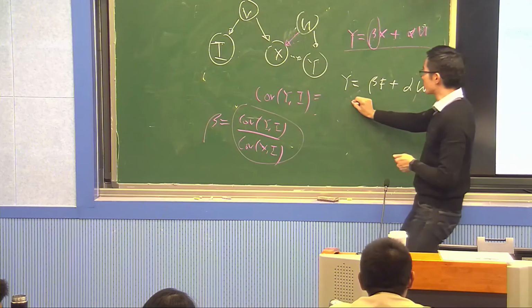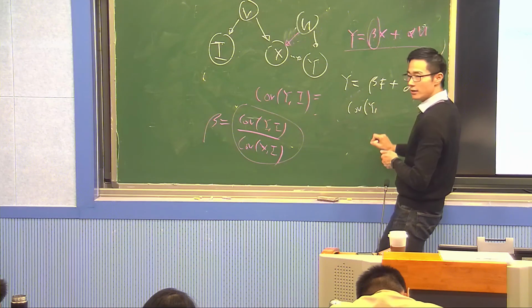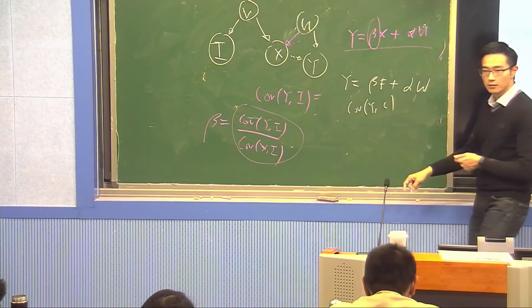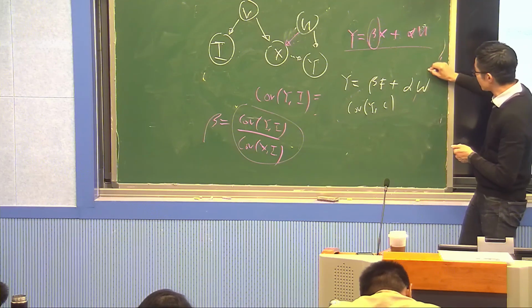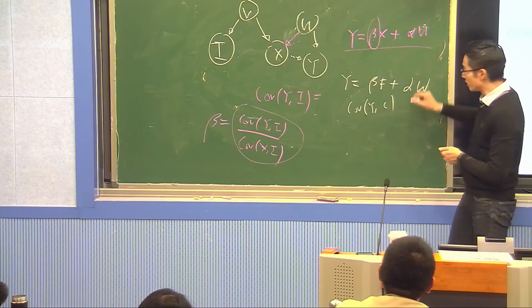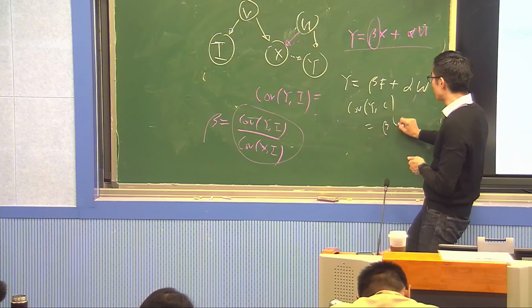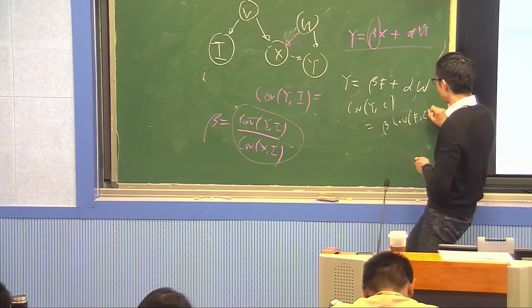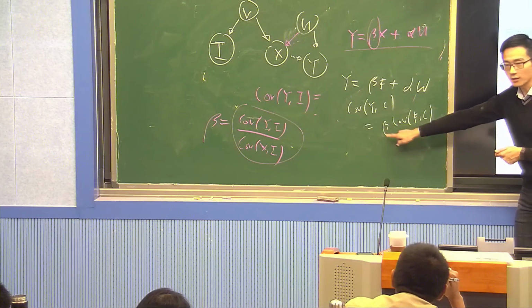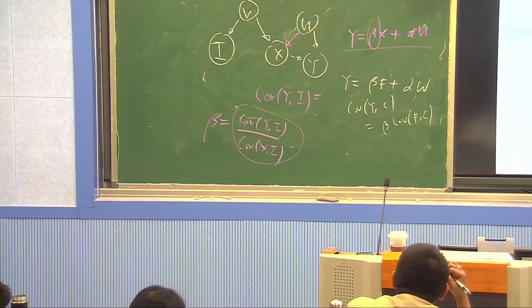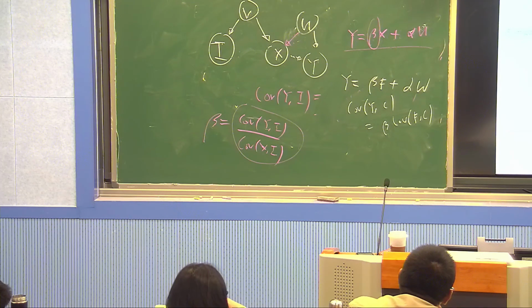And then what is the covariance between Y and C? It is the covariance between this and this with C, but C is independent of W. So in the end, this is beta times the covariance of F and C. Dividing these two gives you beta, which is the causal effect. So if I observe C, but I do not observe E and W, then I'm also done using the instrumental variable strategy.